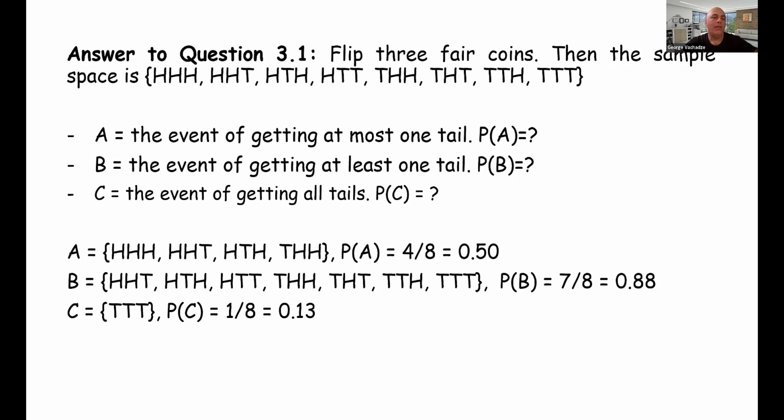Now, event C occurs when we are getting all tails. So only 1 possible outcome from the sample space supports the occurrence of event C, which is TTT, so tail on the first throw, tail on the second throw, and tail on the third throw. So that is 1 out of 8. So the probability of C is 1 out of 8, which is 13%.